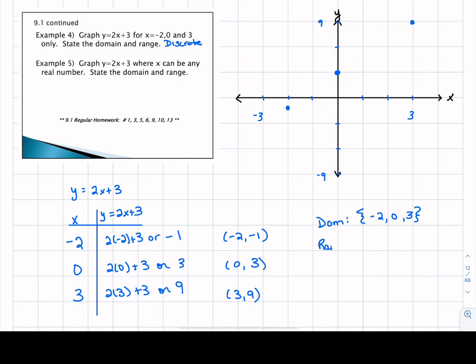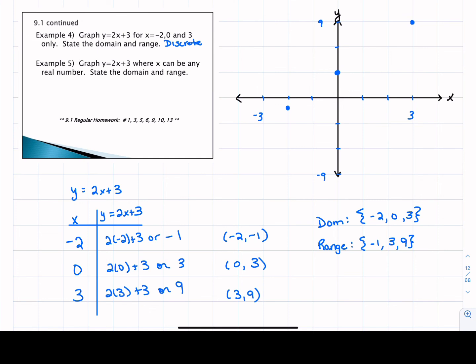Now for range, we're talking about y values, and we have to think low to high. My lowest y value happens to be -1, so we're going to start there. My next y value is going to be +3, and my last y value, my highest y value in this discrete data, is +9. So I've listed all of the values of my domain and range.